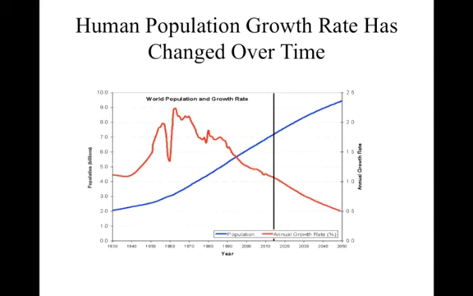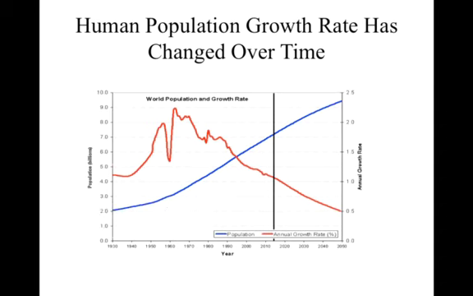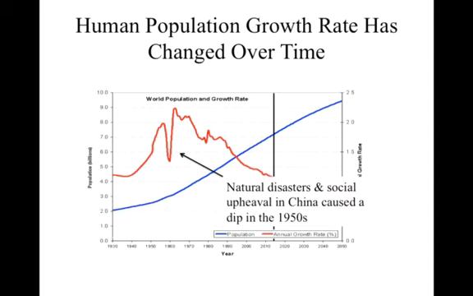We have not doubled in size at predictable time intervals, at that constant time period for doubling. So we actually had a really quick increase in growth between 1930 and 1950. These are your baby boomers. We then had a massive decline in the population growth rate for a number of reasons.